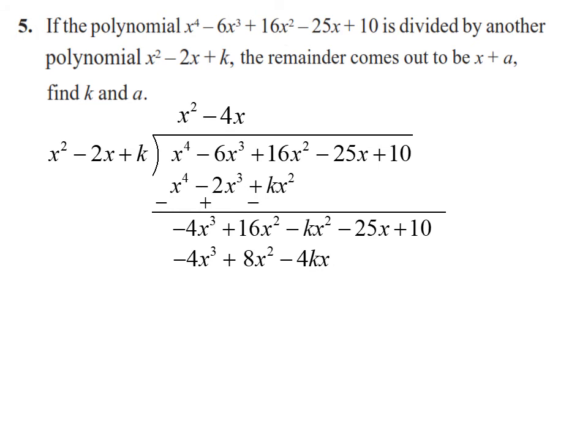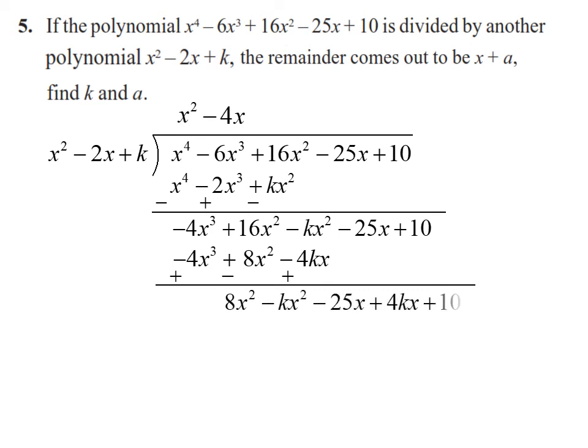Now again what will happen? Changing the signs, plus, minus and plus. Again what will happen? 4x cube will be cancelled out. 16 minus 8 will become 8x square. But kx square, minus 4kx and 25x can never be eliminated or simplified. So we have to keep all the terms as they are. So my next will be plus 8x square minus kx square minus 25x minus 4kx and plus 10. We have kept all terms as they are.